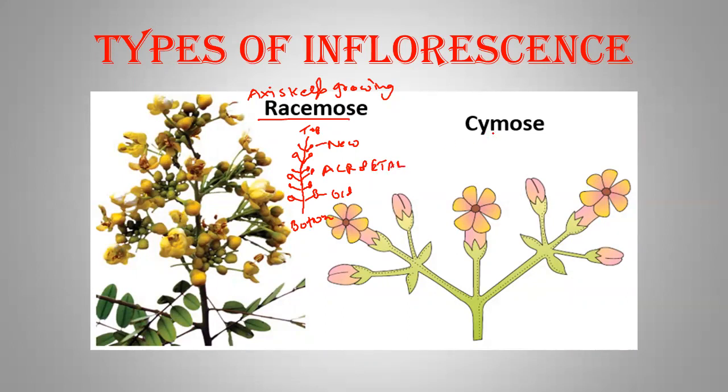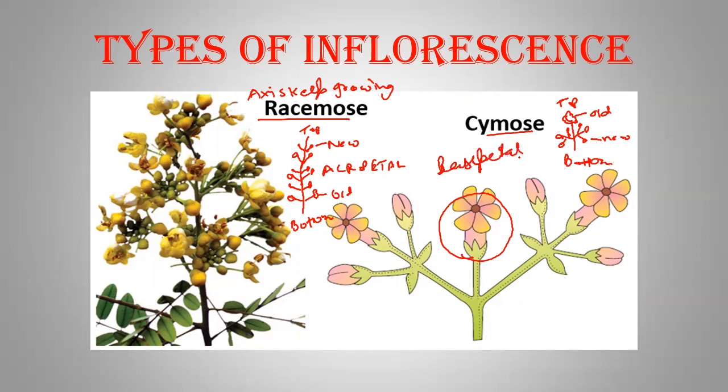And now let's talk about cymose. In cymose, the tip of the axis terminates into a flower. So growth is limited. Then the new buds of flowers grow below this. Suppose this is the axis, the tip turns into a flower, then lateral new buds come, then again new buds grow. So here the old flower is at the top and new ones at the bottom. This kind of arrangement is known as basipetal succession.